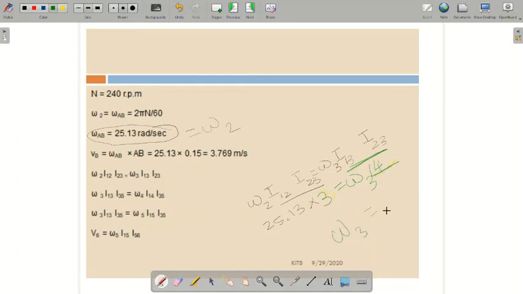Omega 3 value will be 25.13 into 3 divided by that value. 14 means 14, 12 means 12. I don't know the value, so put the value here, and you will get omega 3.